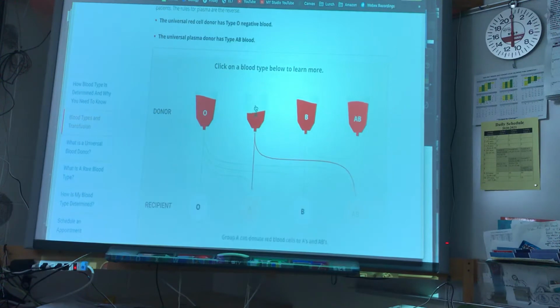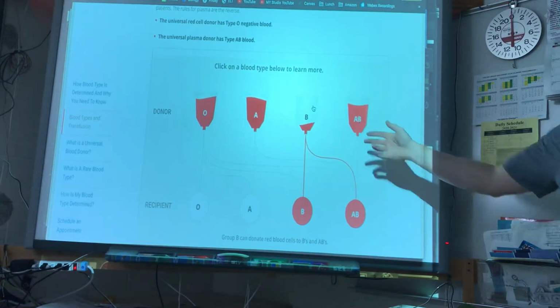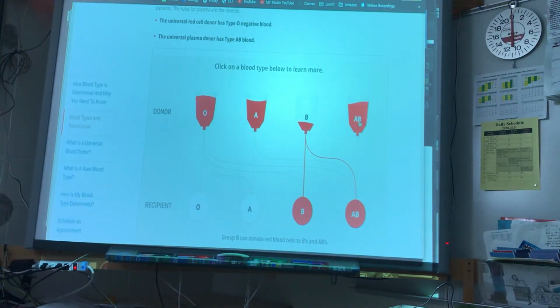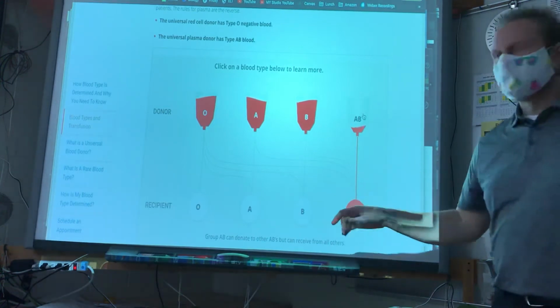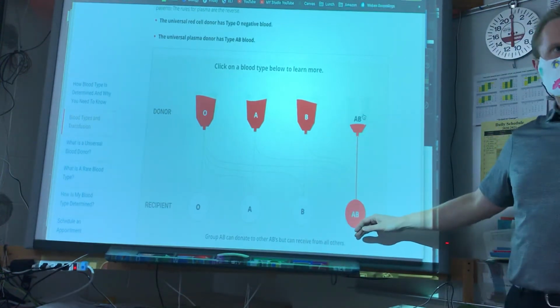A can give to A or AB because AB blood has both A and B traits. B can give to B and AB because they have B blood type, but AB has both A and B. However, if you are AB, you have both A and B blood parts, and any other blood type would see that as a foreign invader. So AB can only give to AB.